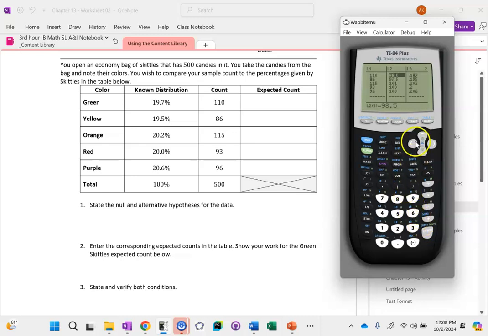I just did 500 times L3 because 500 is the sample size. Isn't that nice? Because 500 is the sample size. There are 500 total Skittles. So if I expected 19.7% of that 500 to be green, I'd expect 0.197 times 500 to be that.